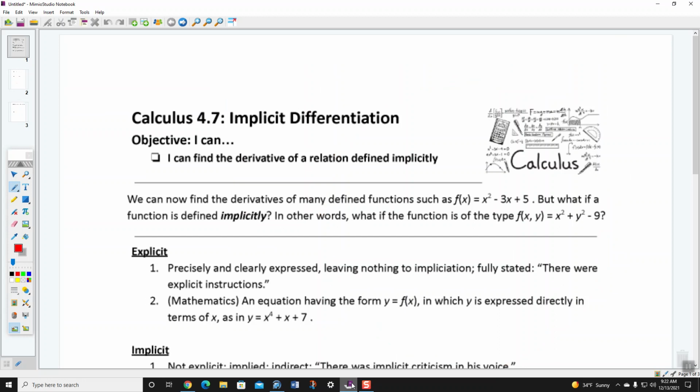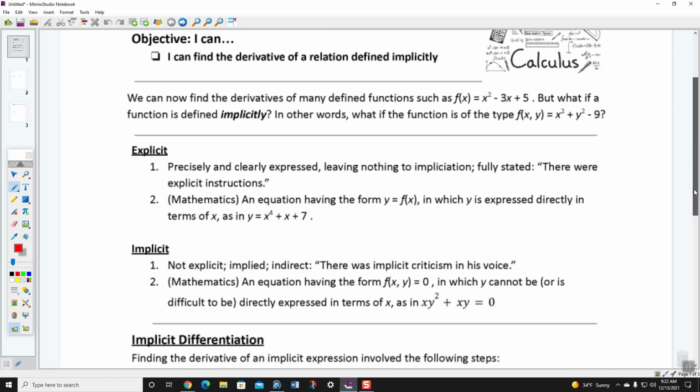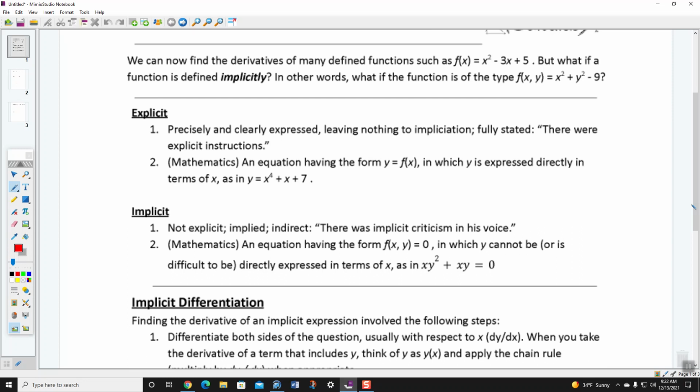So to get started today, our goal is to find the derivative of a relationship defined, what we say, implicitly. Right here it says we can now find the derivatives of many defined functions such as f of x equals x squared minus 3x plus 5. By the way, what would the derivative of this be right here? 2x minus 3.